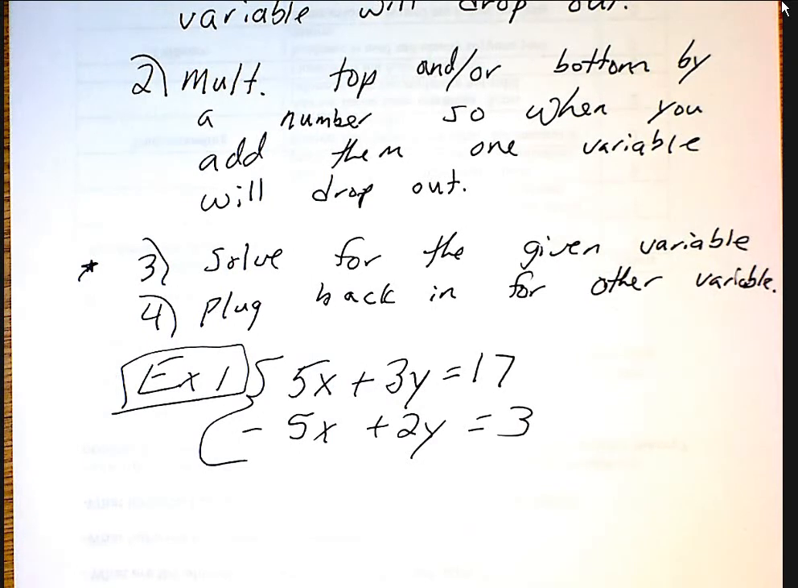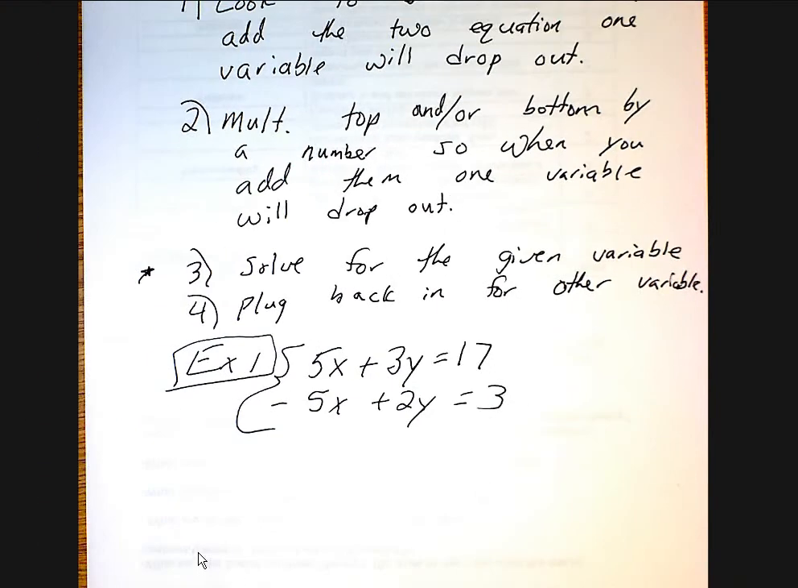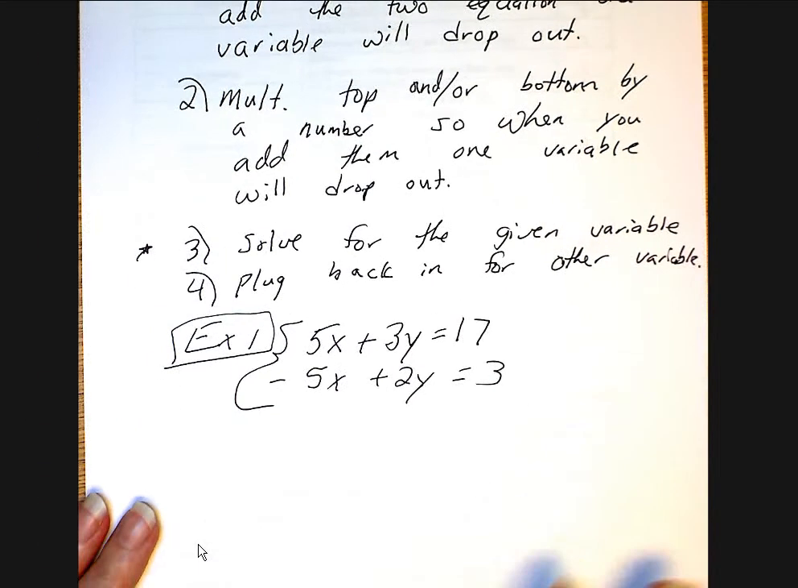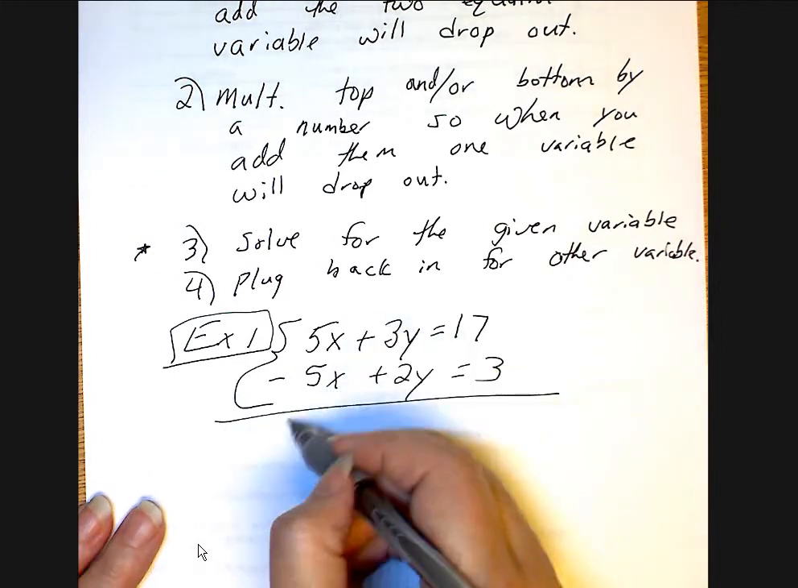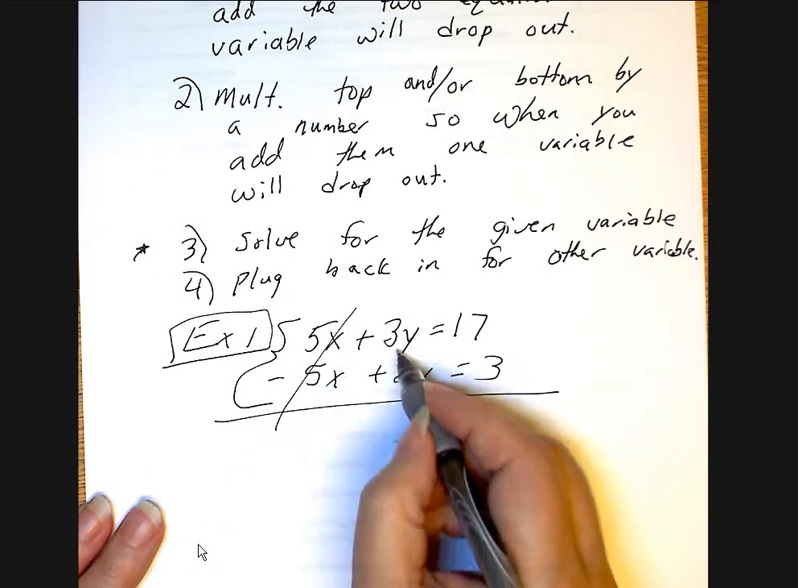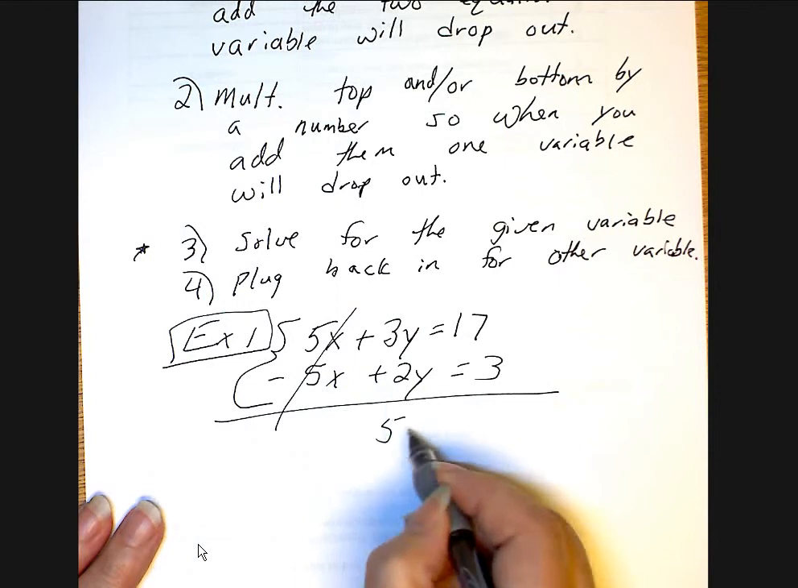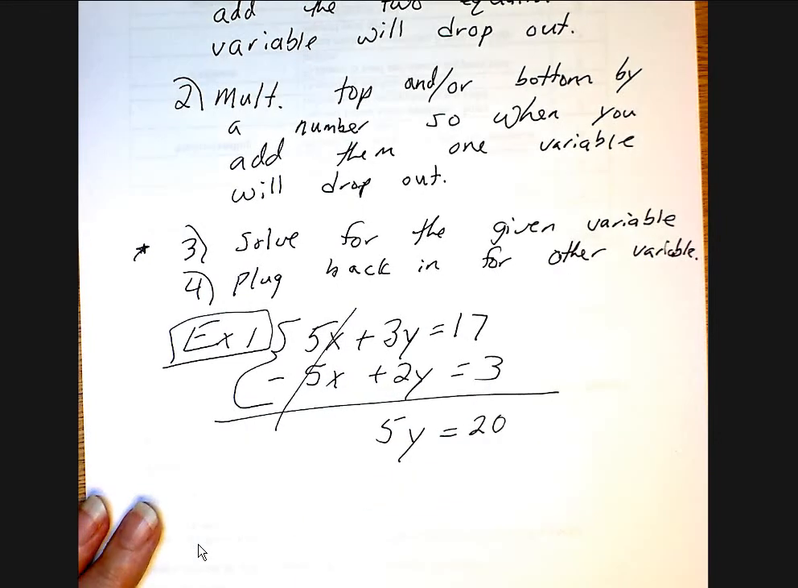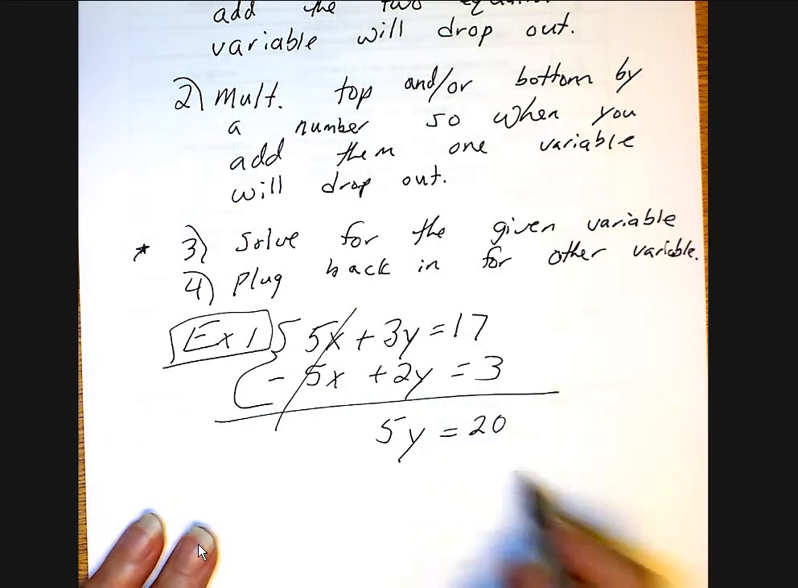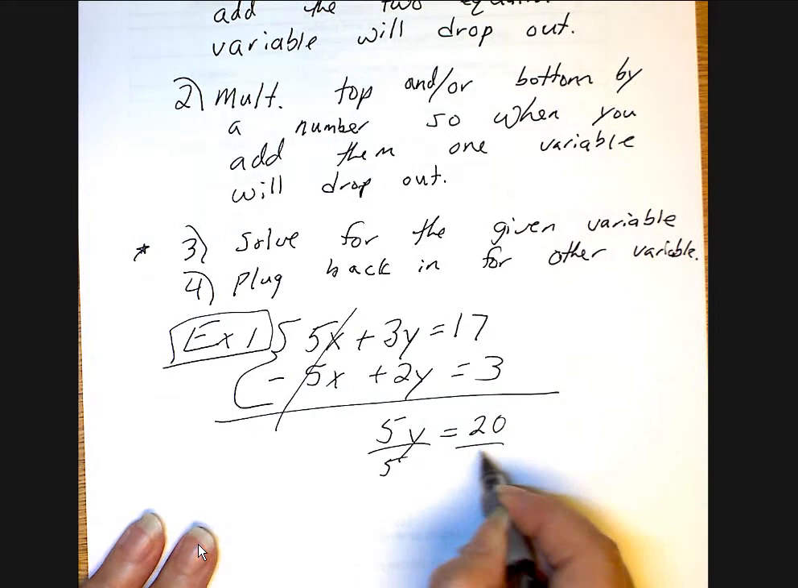So the first one, it says to look at the system and determine will one of them drop out. So will one of them drop out? Yes. So since one of them will drop out, you simply add down. So this is going to drop out. So we're going to add down and we're going to get 5y is equal to 20. Right? Because you simply added them together. Divide by 5. Y is 4.